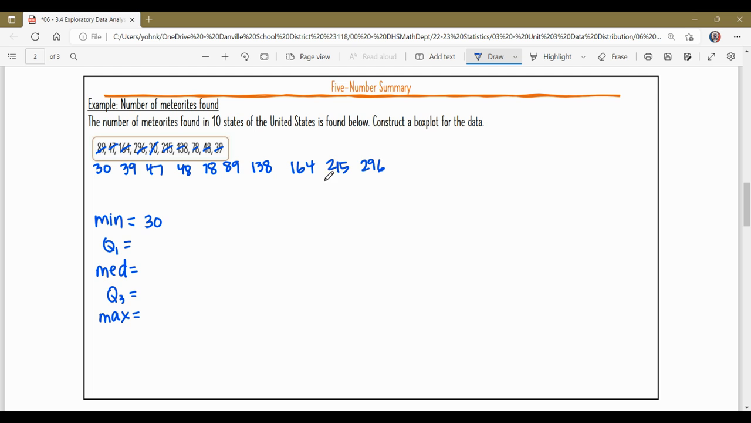Now that it's in order, I can find my minimum really quickly. That's 30. My maximum is 296. My median is going to cut the data in half, which means 5 on one side and 5 on the other. The median is right there in the middle, so we take 78, add 89, and divide by 2. That gives me 83.5. Then my quartile 1 is the middle of the left side. That's 47. And my Q3 is the middle of the right side. That's 164.